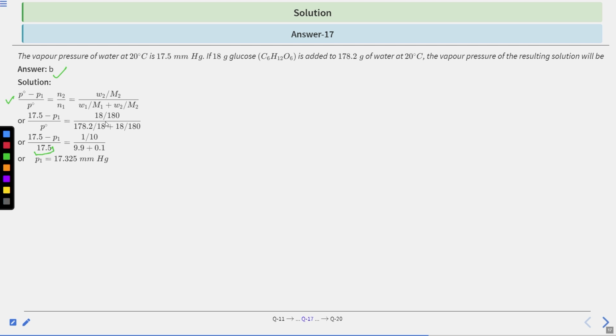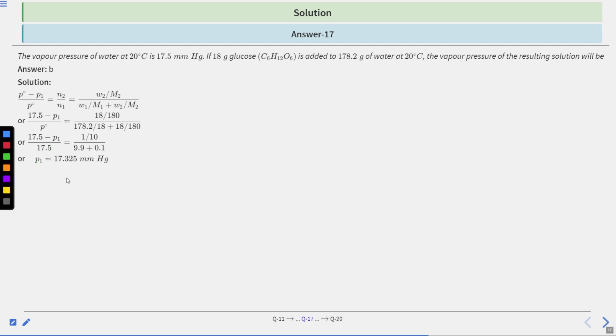17.5, and given mass 18 divided by the molar mass 180 of glucose, divided by the given mass of water divided by molar mass of water plus the number of moles of glucose. On solving the left hand side and right hand side, we have the P1 value, or the vapor pressure of the resulting solution, as 17.325 mm of Hg. So option B is the correct answer.